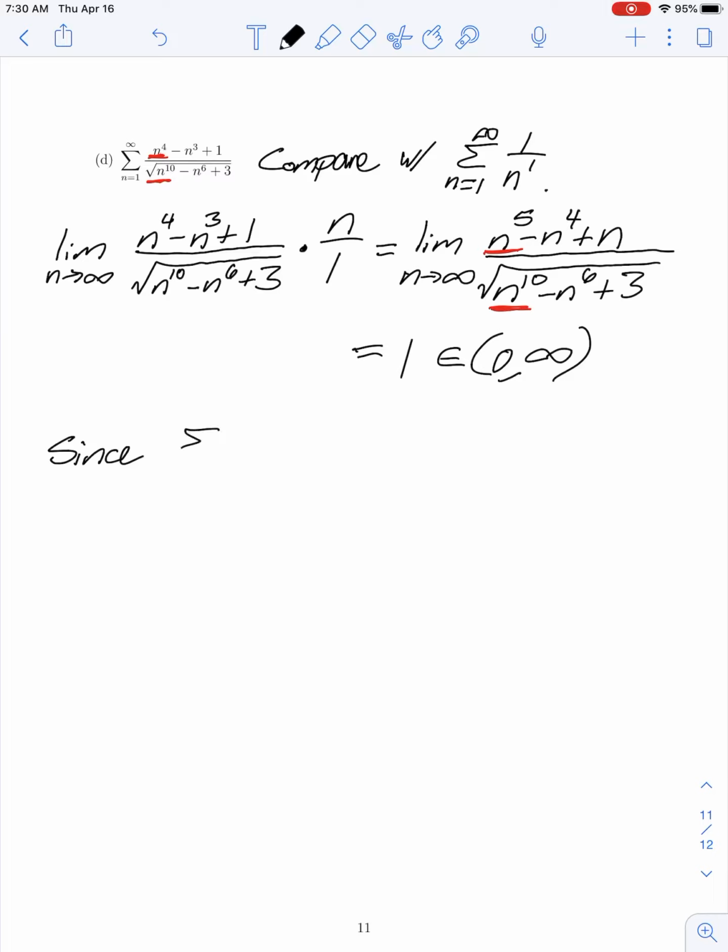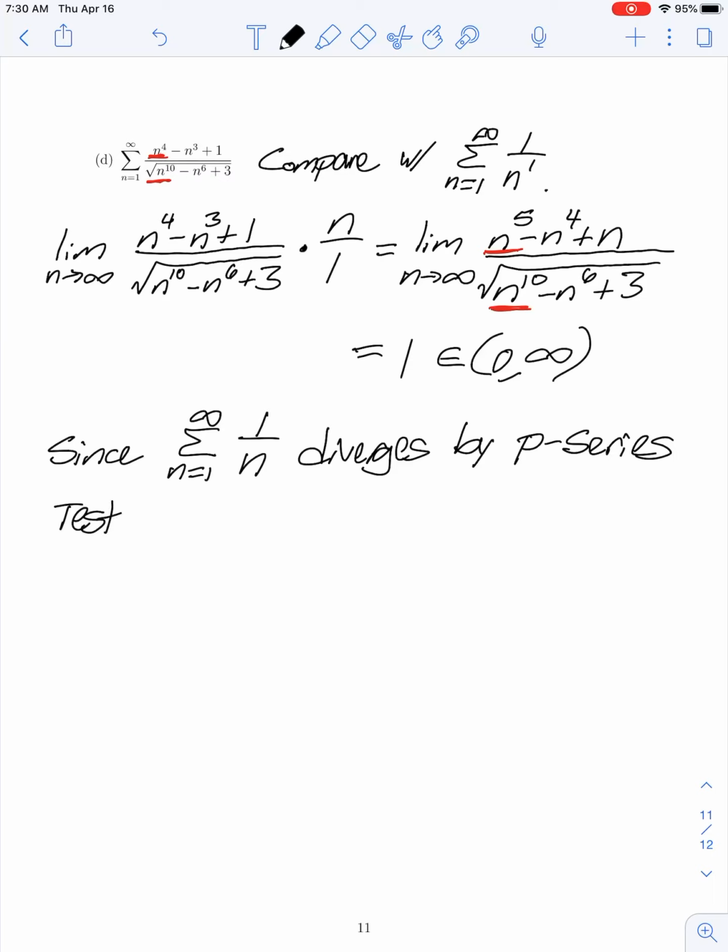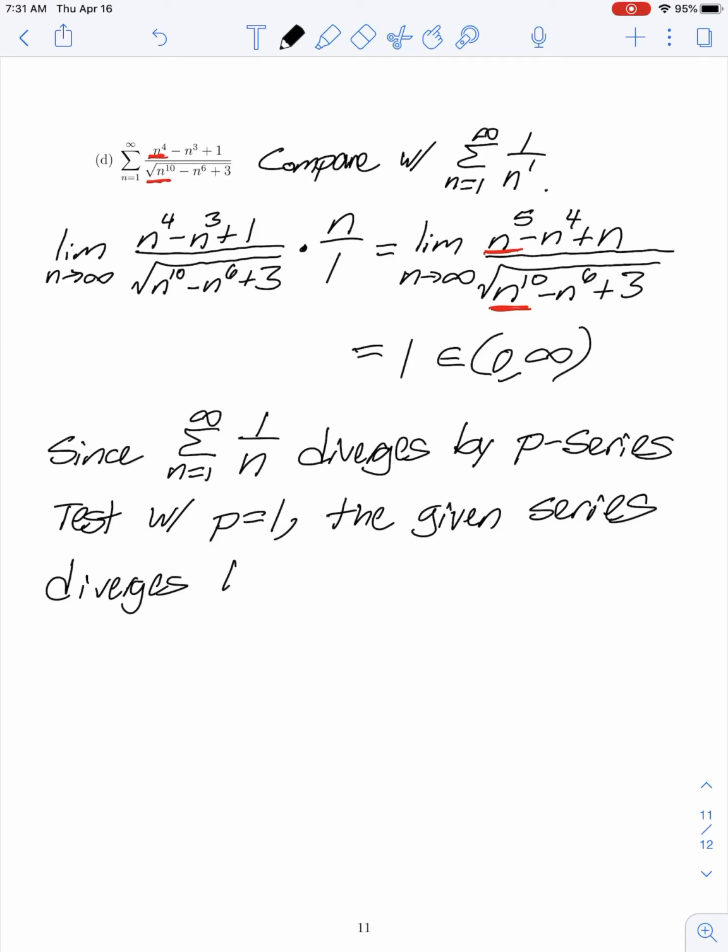So let's write out our conclusion here. Since the sum from 1 to infinity of 1 over n diverges by the p series test, with a value of p being equal to 1, the given series diverges by the limit comparison test.